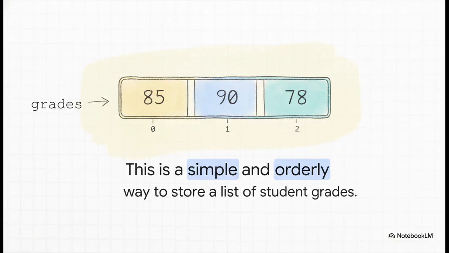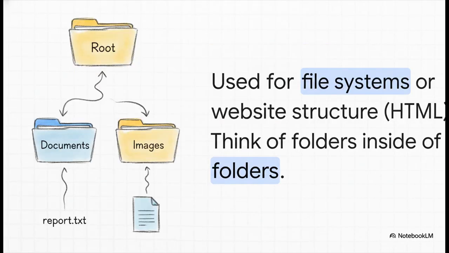An array is probably the most classic example of a linear structure. Just look at these student grades. Every element has a clear before and after. It's just a simple, orderly line of data. And for a non-linear example, just think of a tree structure, your computer's file system, with folders inside of other folders. That's a perfect real-world tree.